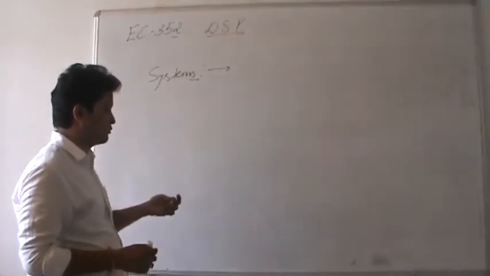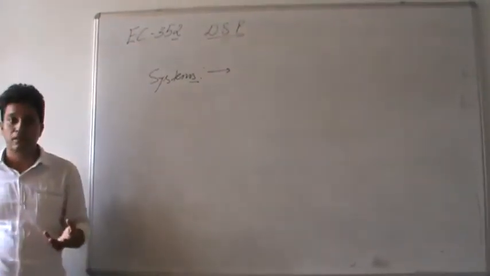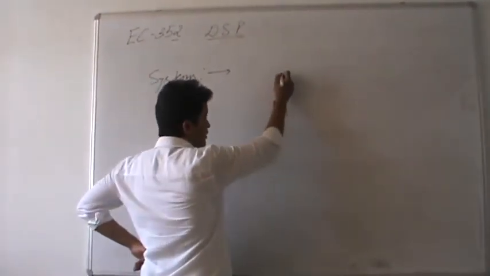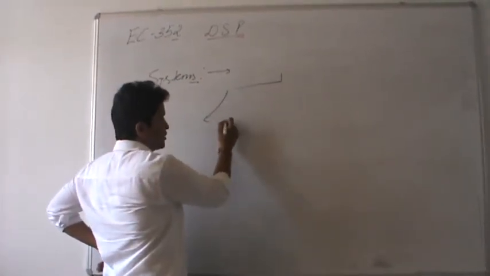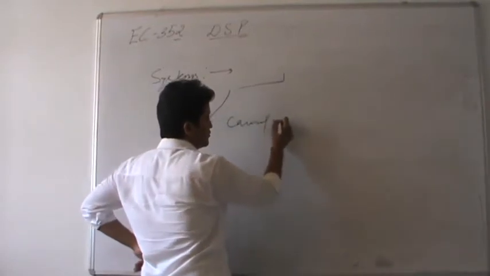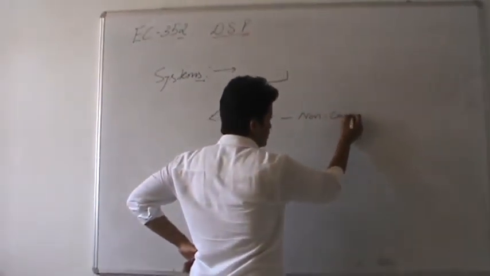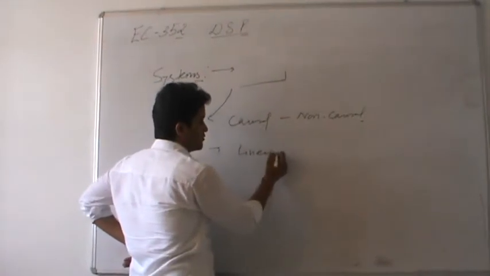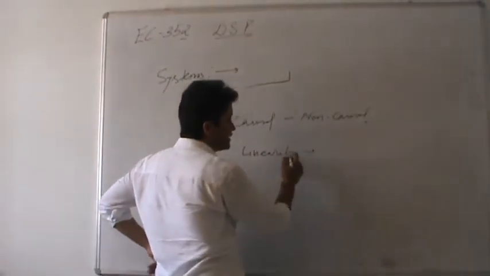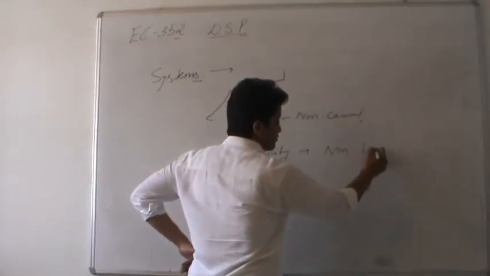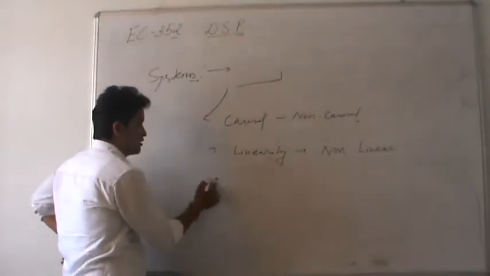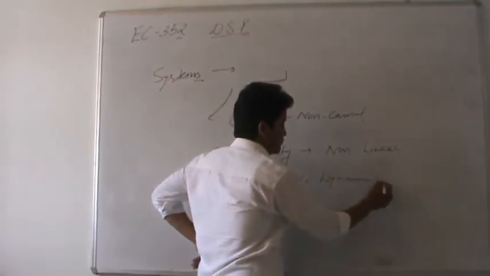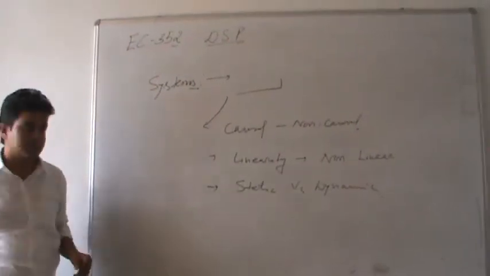Now the system capability and capacities may be different. We can classify systems under several categories as per their capacity, capability, application, and many more parameters. In general, as per the subject requirement, the most important classification is what? Causal, non-causal category. Apart from that, linearity test, or I can say linear, non-linear system, static versus dynamic system. I would take causal and non-causal system first.